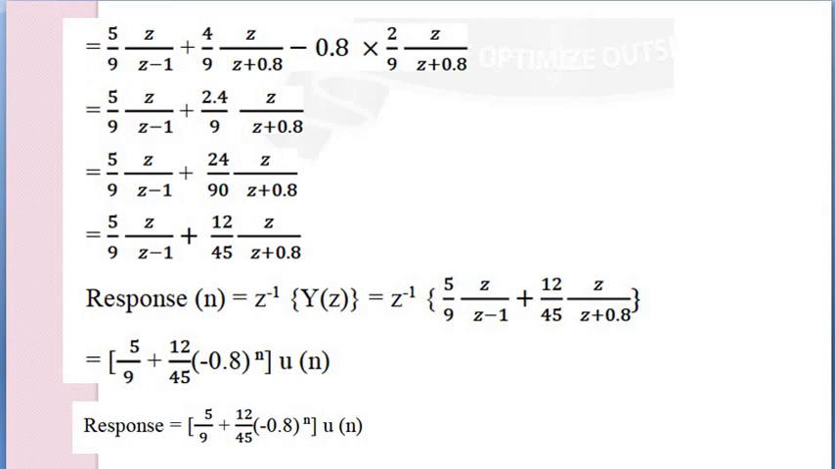So the y of n value is determined by applying the inverse z transform on the above equation. We get the inverse z transform of Y of z equal to 5 by 9 plus, on simplification, 2.4 by 9 becomes 12 by 45. So y of n equals 5 by 9 (1) power n into u of n plus 12 by 45 (minus 0.8) the whole power n into u of n. That is the final response of the system.